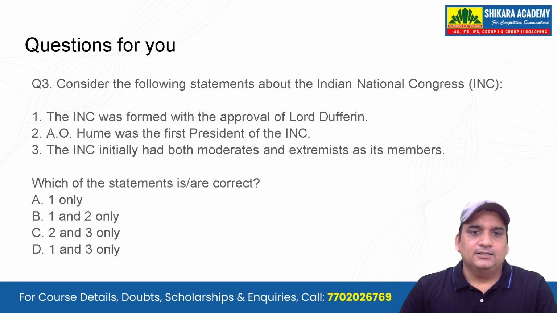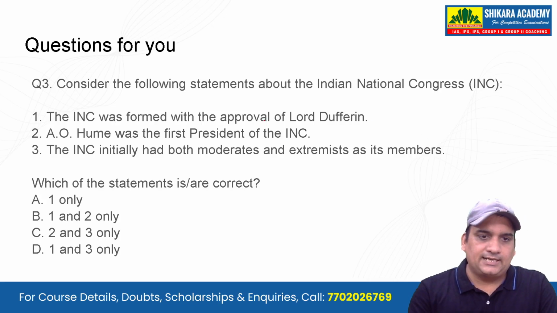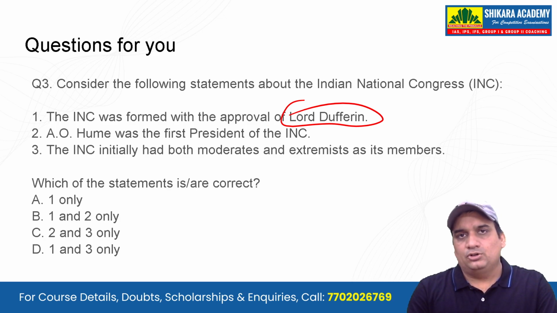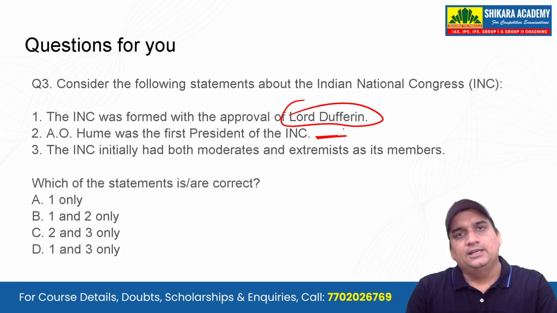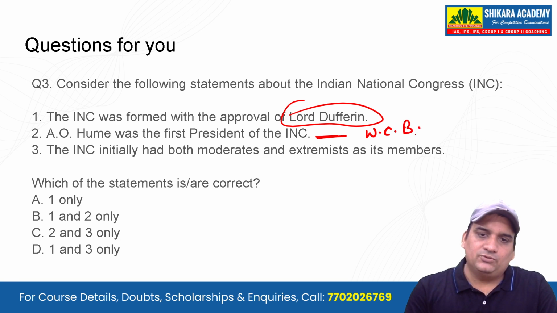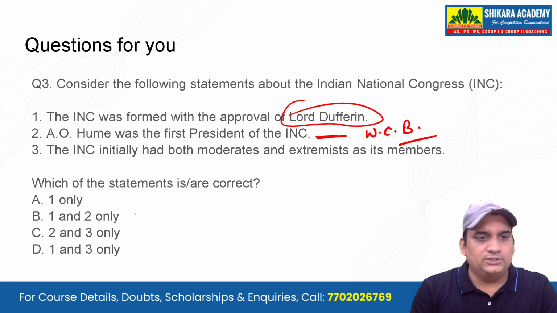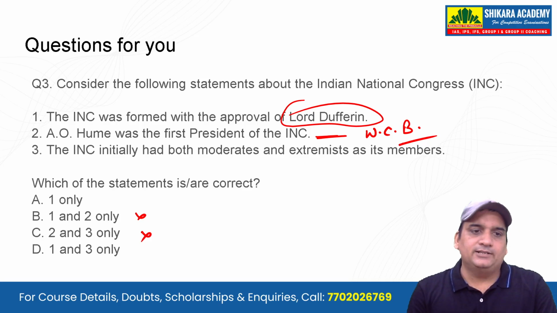Let's see one of the last questions now. Consider the following statements about the Indian National Congress. INC was formed with the approval of Lord Dufferin. Yes or no? We'll see. A.O. Hume was the first president of the INC. Now, you will remember that W.C. Banerjee was the one. So number 2 is wrong. So we have 1 only, 1 and 3 only.